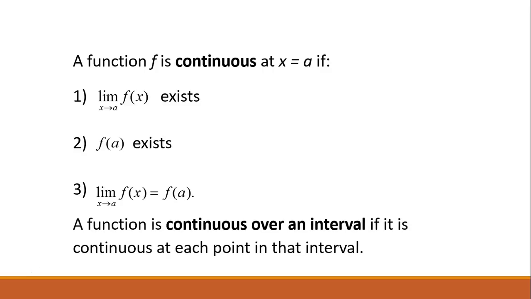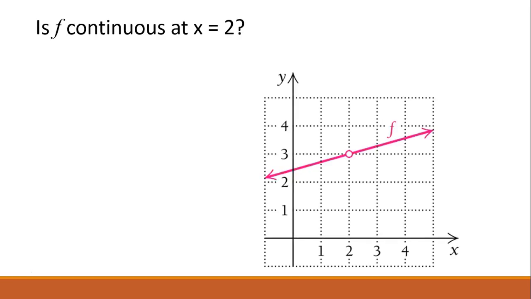Now, just as an aside, we can also determine if a function is continuous over an interval, and in order to be continuous over an interval, it has to be continuous at every point in that interval. But what we're going to look at right now is just continuity at a point. So let's start with this. Is f continuous at x equals 2?